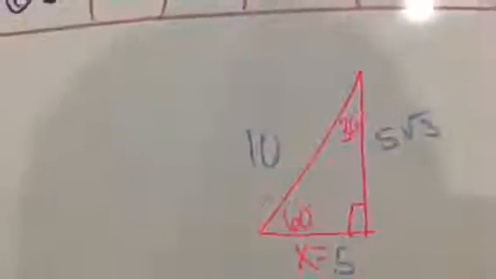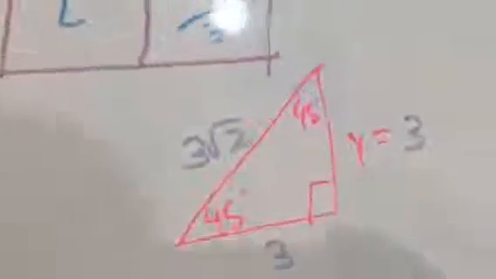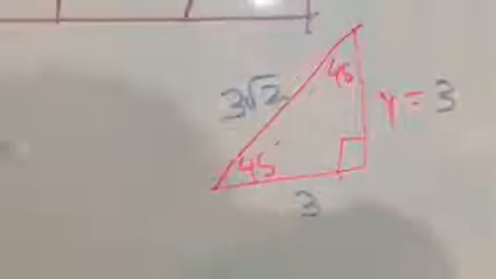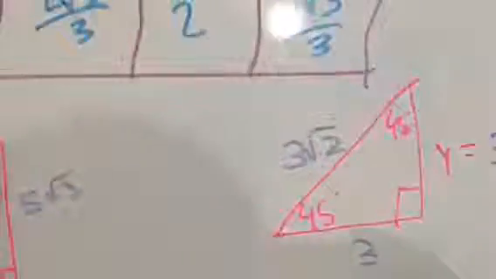So in the triangles, x would equal 5, the hypotenuse would be 10, and this length right here, 5 root 3. Here y equals 3. This side right here is 3, and the hypotenuse is 3 root 2.